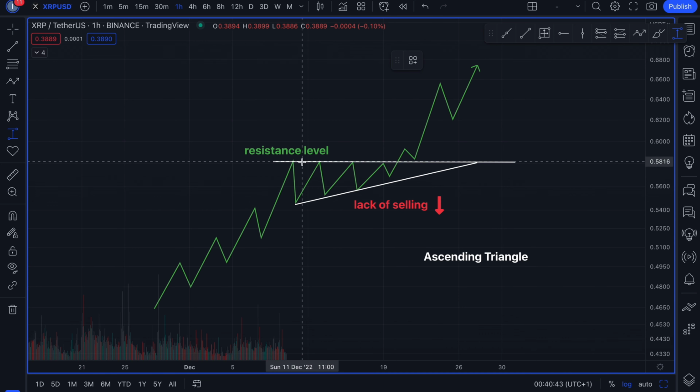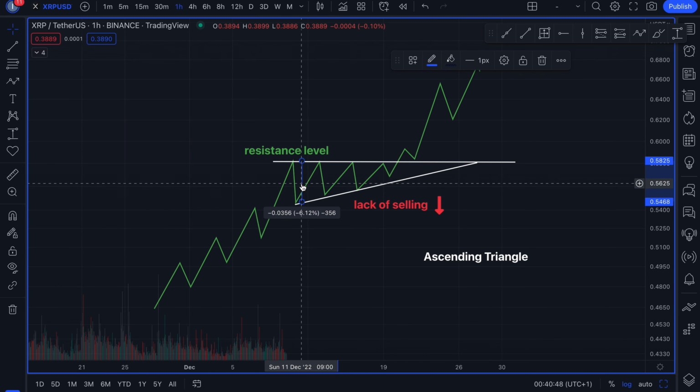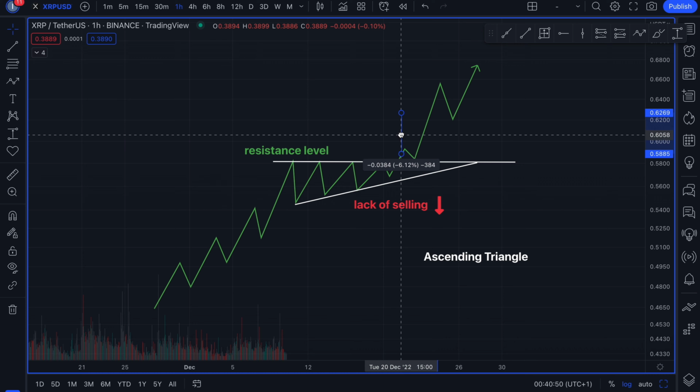And how should you find your target price? You just take the distance between the highest and lowest peaks of the triangle and add it to the breakout point, okay? Add it like here.